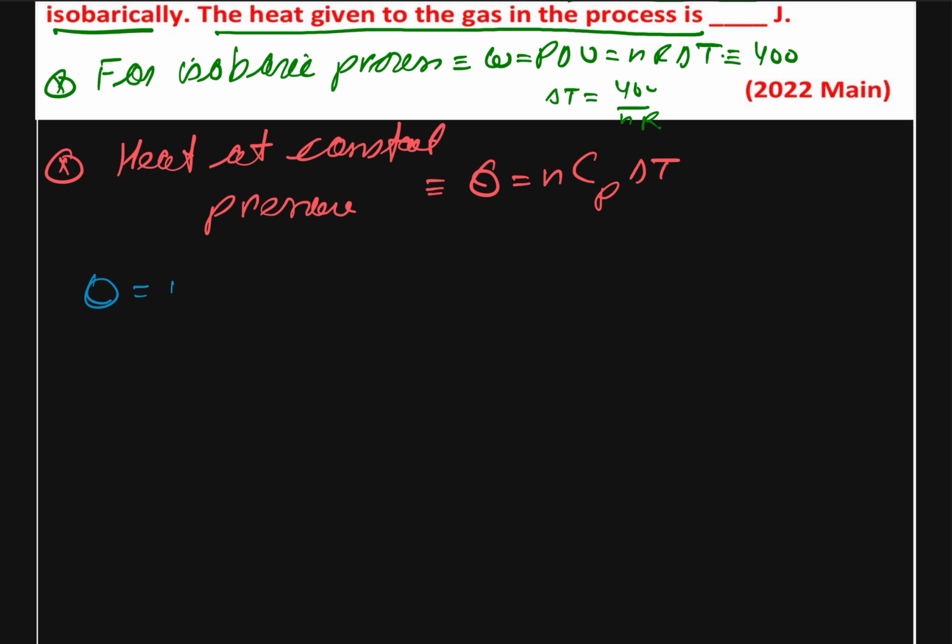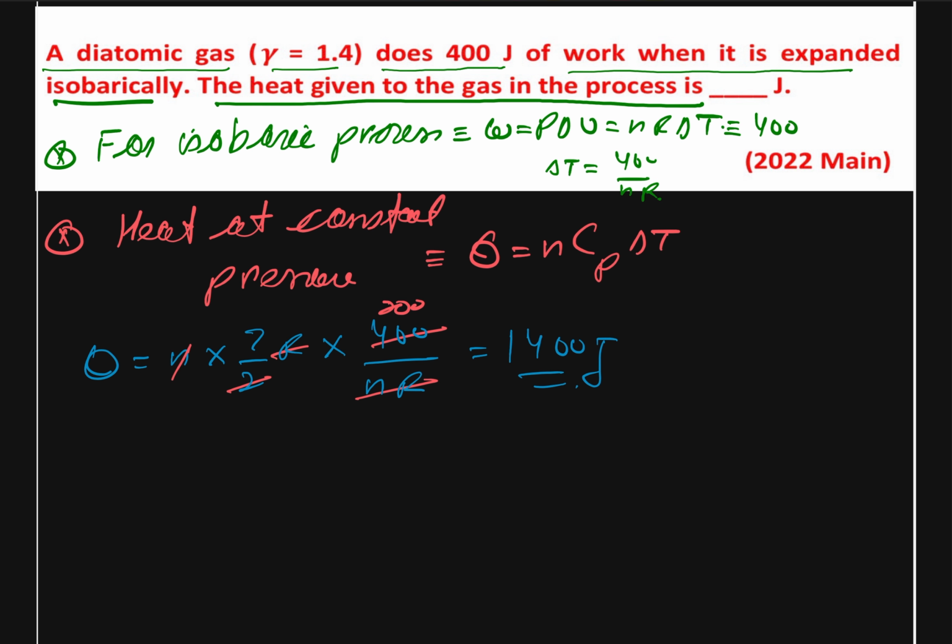is equal to n and our Cp will be our 7 by 2 times R and delta T is our 400 times nR divided by nR. So here nR cancel out and this goes by 2, 200. So we get our Q is equal to 1400 joules. So we get this is our 1400. Next question.